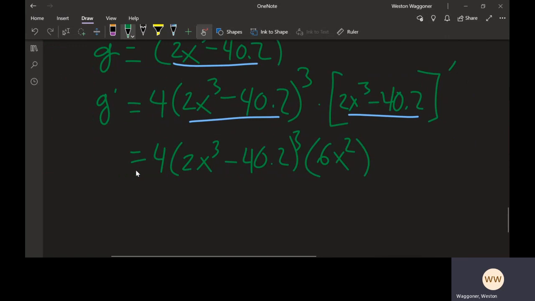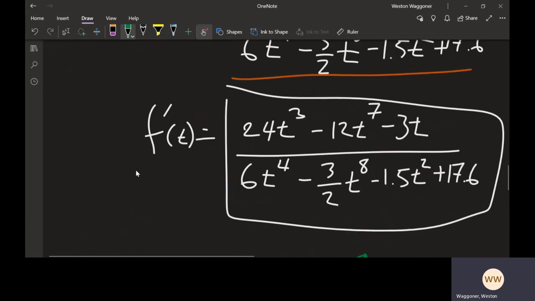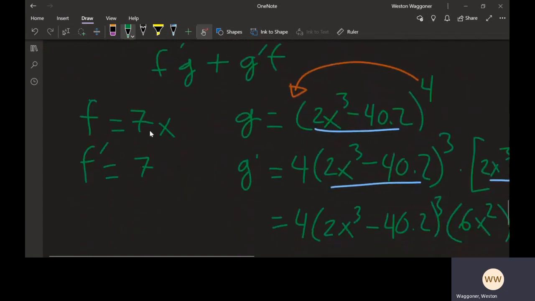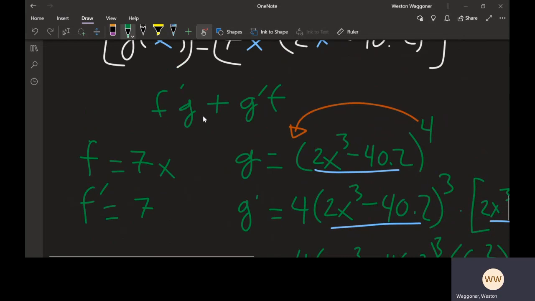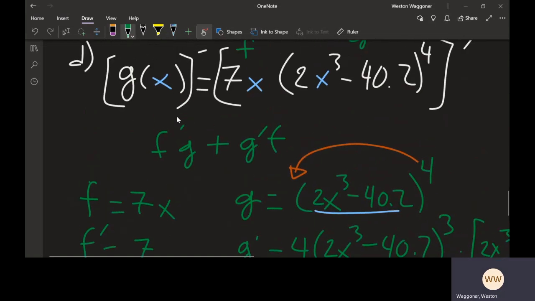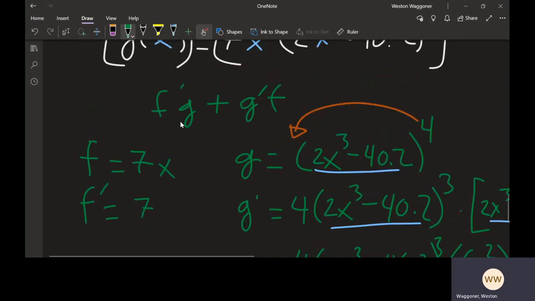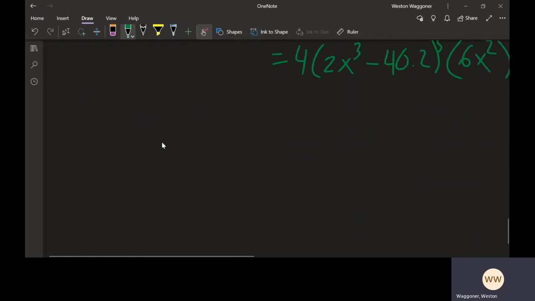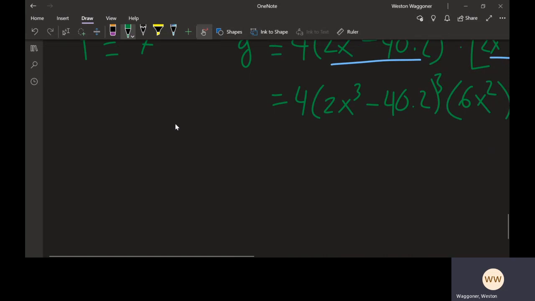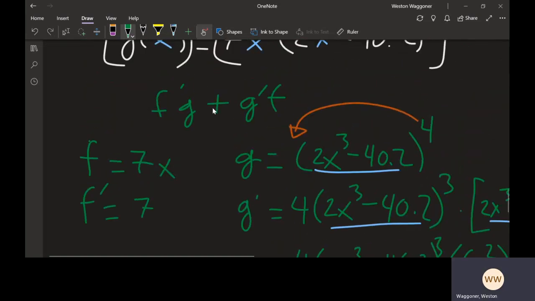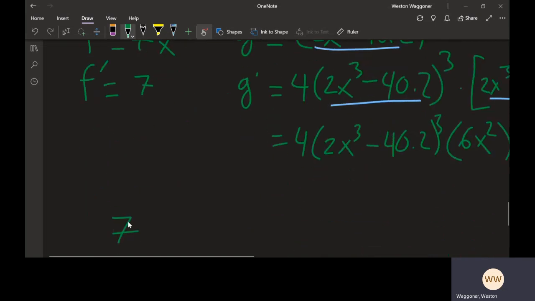Are we done? No, we're just getting started. I know. So what we're going to do now is follow our map. We're almost there. We're just going to be plugging in. So f prime is going to be 7. So that's nice. It's just going to be 7. Let me drop this down a little bit more just so we don't run into any problems. So 7, and that's our f prime.